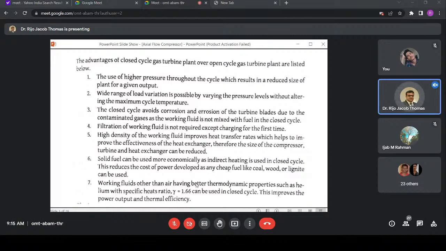Working fluids other than air having better thermodynamic properties, like helium, can be used in a closed cycle. This we have talked about. You can use any fluid of your choice, but in an open cycle you need to use something which has got oxygen in it.